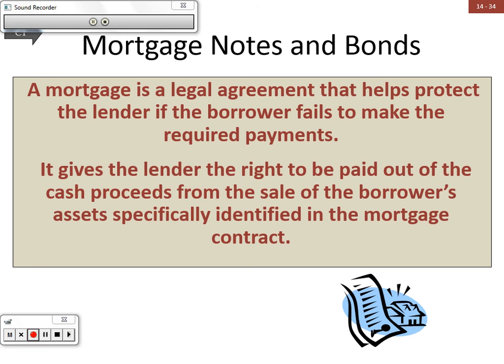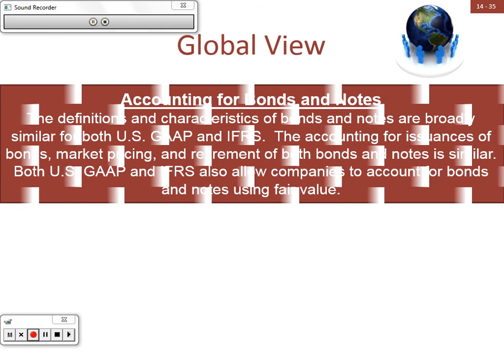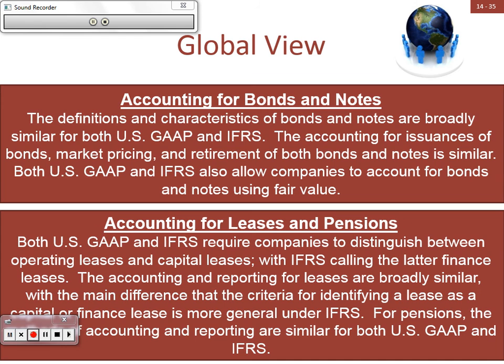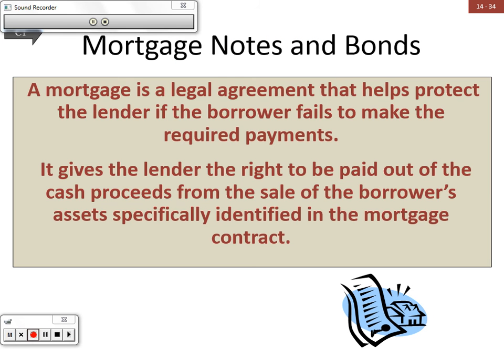Okay, mortgage notes and bonds. We know what a mortgage is. It's a legally binding agreement that you go into when you are purchasing a home and getting a loan from someone in order to get that home, right? And so that gives the lender the right to do what?